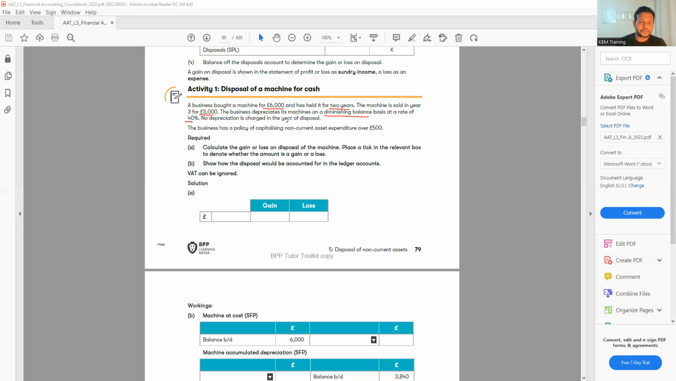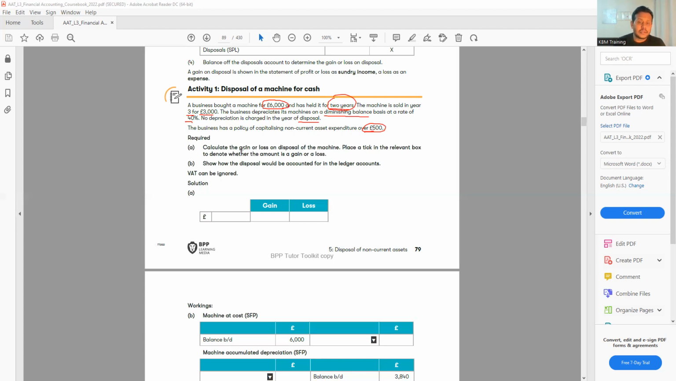No depreciation is charged in the year of disposal. That means the year we sold the asset, we are not going to charge any depreciation. So it will be only 2 years of depreciation, not the 3rd year, because this year we are selling the asset. The business has a policy of capitalizing non-current asset expenditure over 500. So if the cost is more than 500, only then are we going to capitalize the asset. And here the cost is more than 500 because it's 6,000. So it's understandable, this asset will be capitalized because it is more than 500.